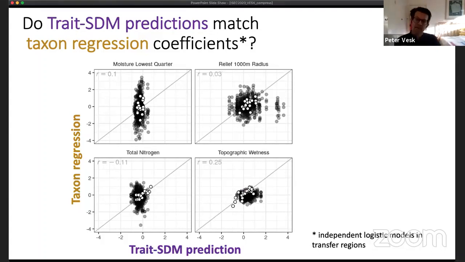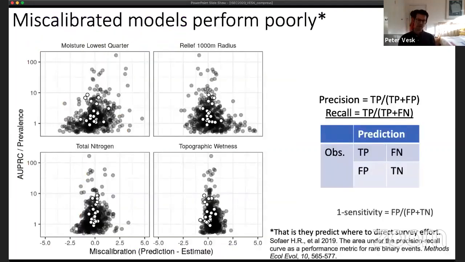And we might think that the farther away from the 1-to-1 line, the worse models should perform when evaluated with predicted presences and absences. So here I'm using the area under the precision recall curve scaled to prevalence. 1 means it's the same as random, bigger numbers mean it's better. So you can see here, this is the miscalibration, the difference between the regression coefficient that was predicted by a trait SDM versus that from our gold standard. When it's 0, it's a perfect prediction. The farther away, you can see the performance is declining. When the models are perfectly calibrated, sometimes you achieve very good performance. So miscalibrated models perform poorly.